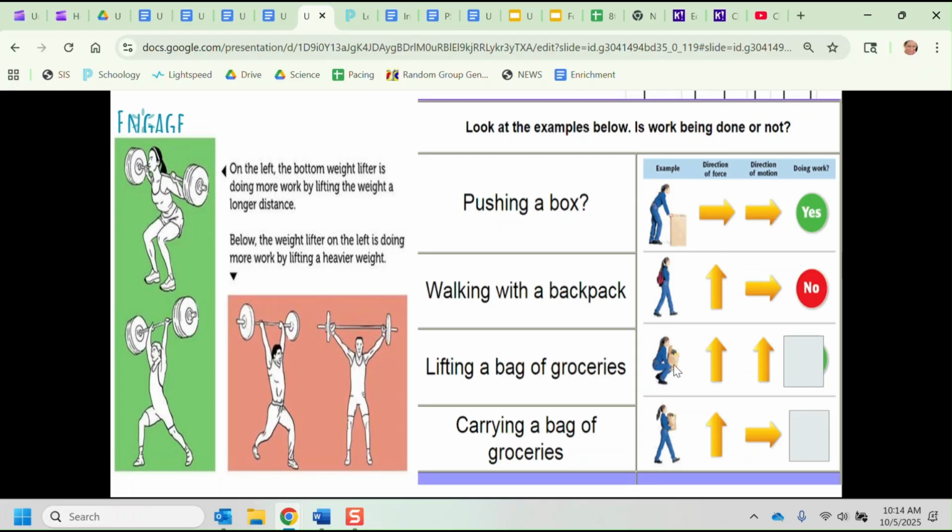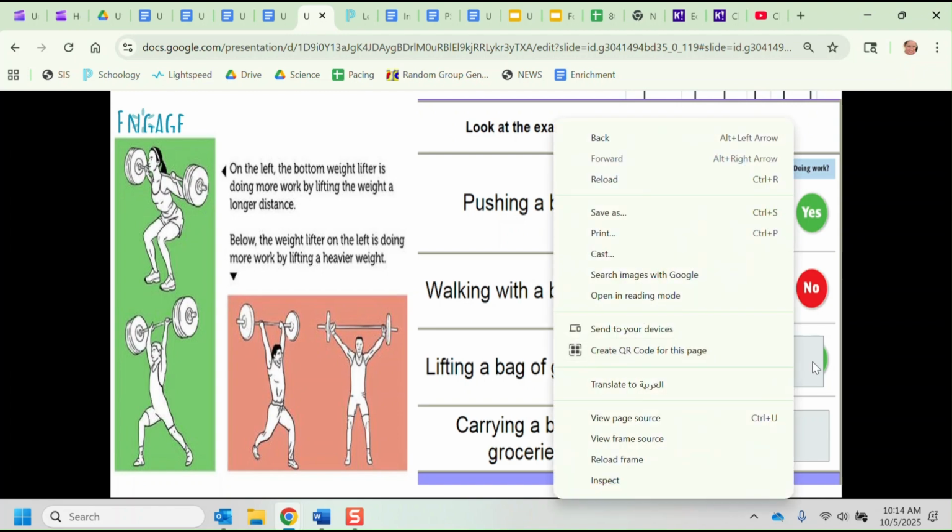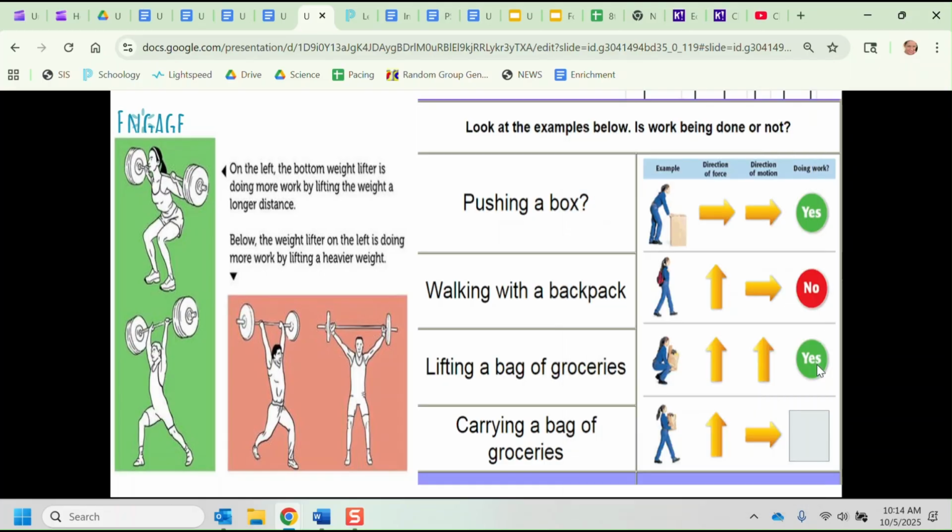In this case, I'm going to lift a bag of groceries up. So I'm applying force and lifting up, and I'm raising up that bag of groceries. So yes, we are doing work, because force and motion are in the same direction.